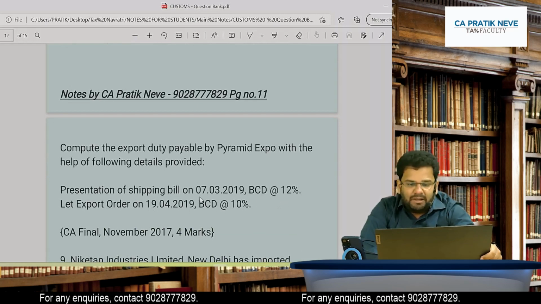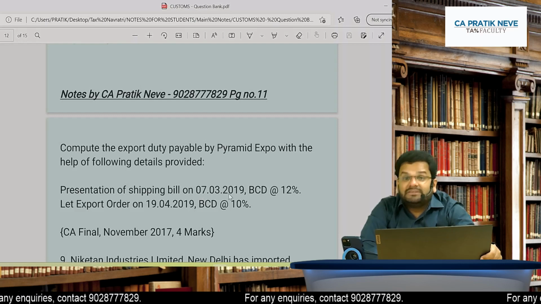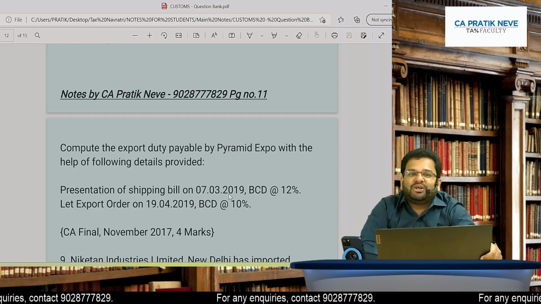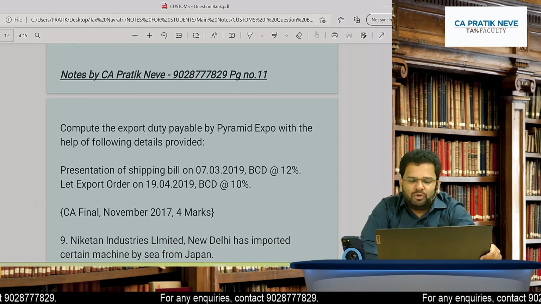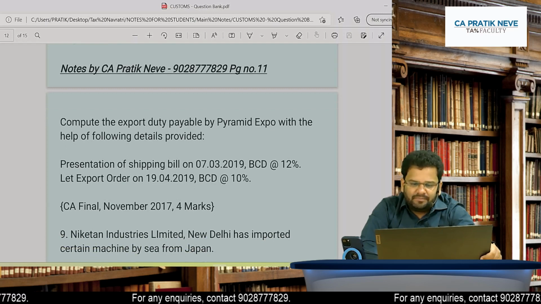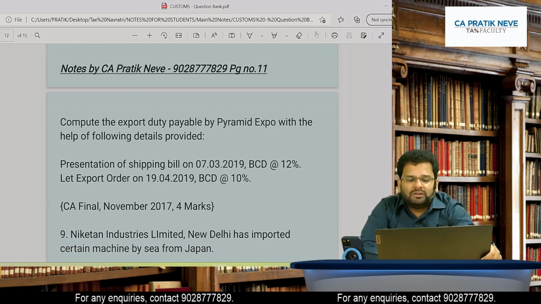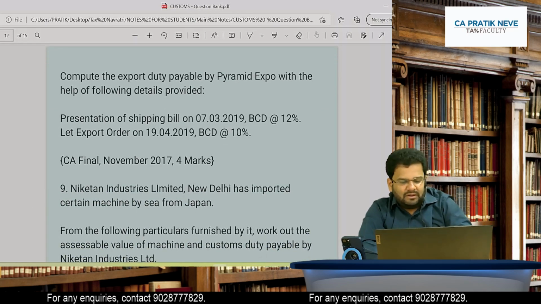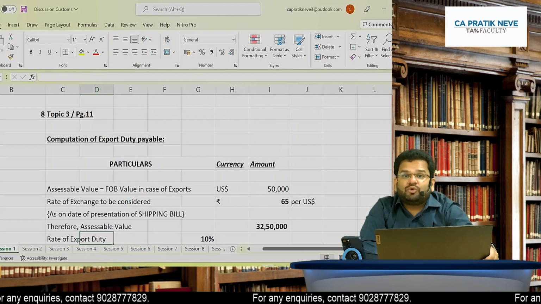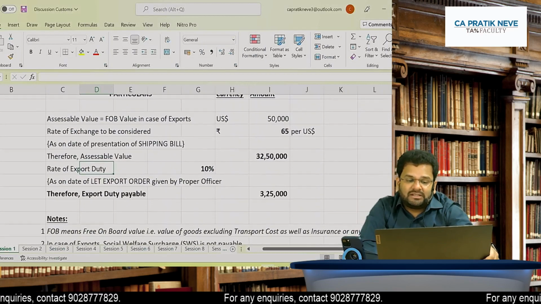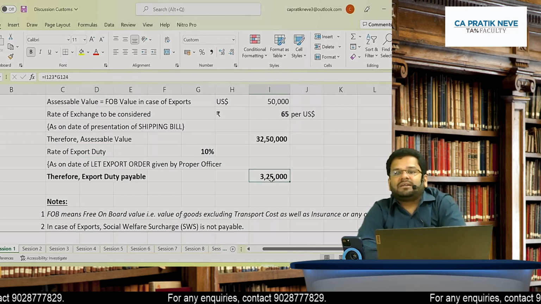Presentation of shipping bill. No, Prachi ji, rate of duty lena hai. Rate of duty as on 19th April. So what's the rate of duty on 19th April? It is 10%. Calculate on 32,50,000 at 10%. And mind you, you don't have to apply any social welfare surcharge. This is the final answer, 3,25,000.